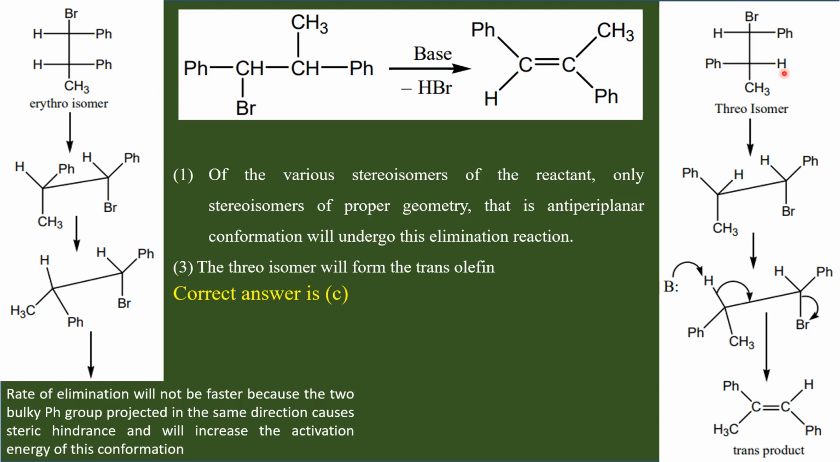This is the front carbon for me. I am just standing here to look at the molecule. This is the front carbon for me and I am just putting it down, and this is the back carbon and I have to keep it at the top. And in the threo isomer, the two similar groups should be on the opposite side. Phenyl, phenyl, hydrogen, hydrogen, opposite: threo isomer.